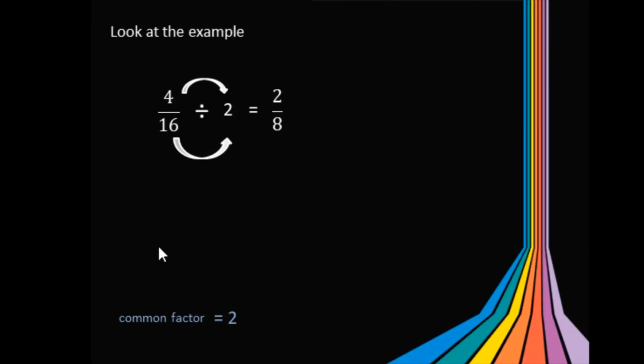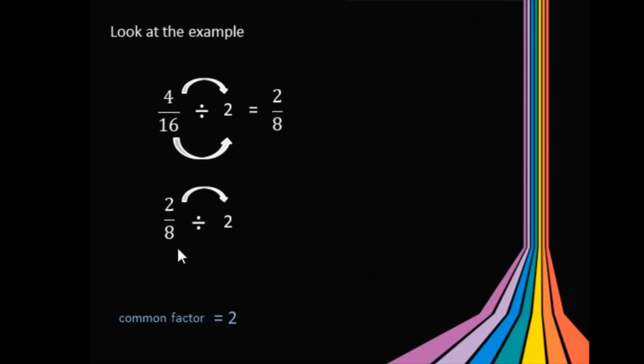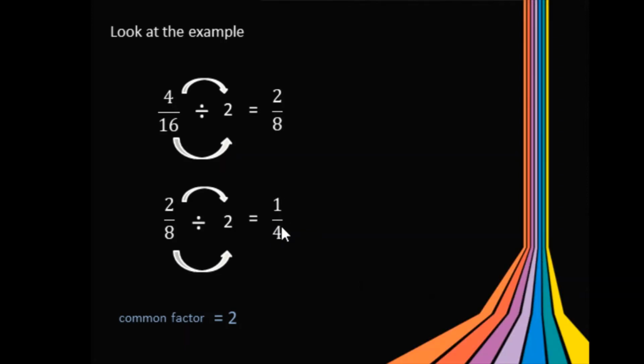We are going to change it still into its lowest term. So we do it again. 2 divided by 8, or 2/8. Divide by the common factor, which is 2. So same: 2 divided by 2, 8 divided by 2. What's the answer? Good job. It is 1/4.